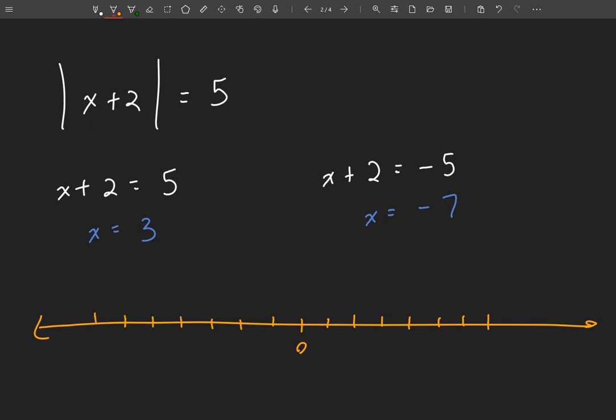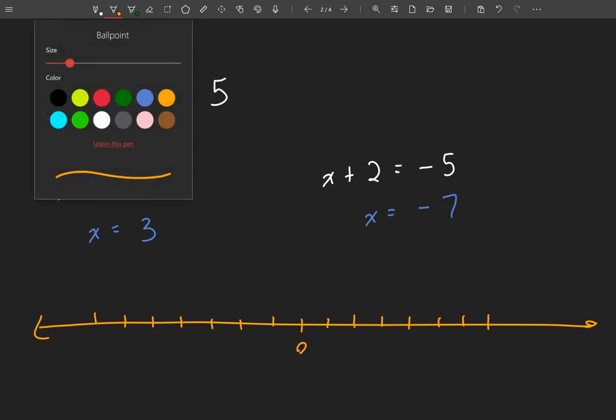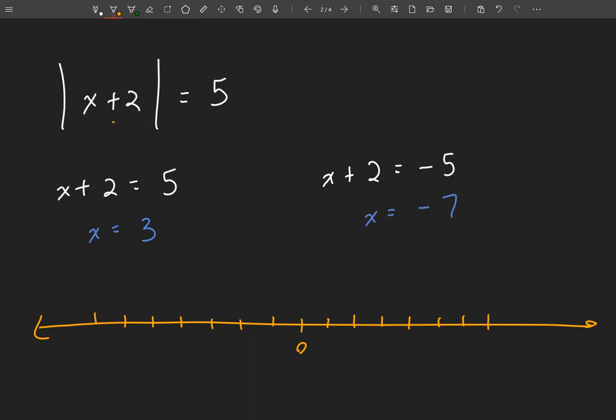So what does this mean? Well, it means that I'm looking for numbers that when I add 2 to them, they are the distance of 5 from 0. Okay, I'm going to say that again. So I'm looking for numbers that whenever I do stuff to them, it might be plus 2 in this case, it might be times 7 minus 13, it might be whatever this mess is.